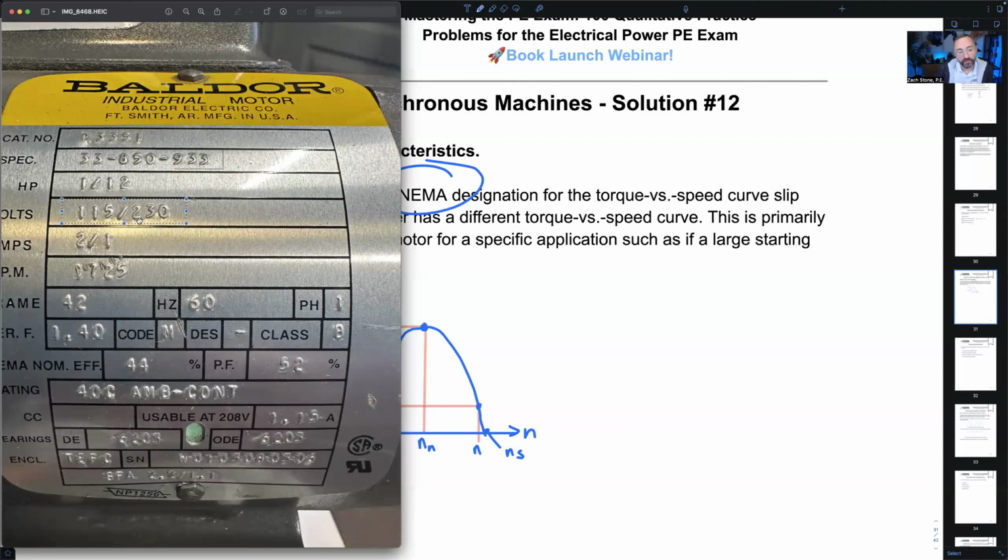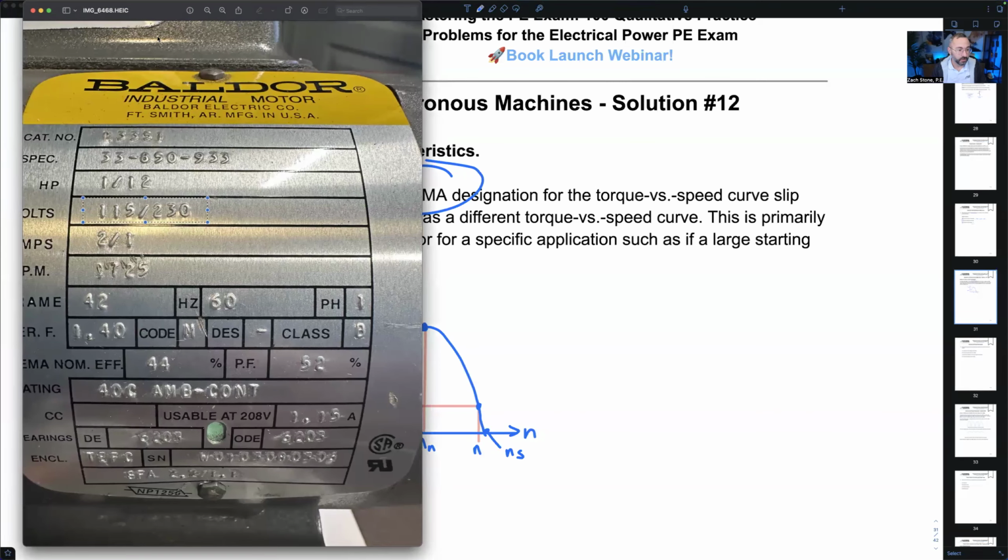We can operate at 115 or 230, fed by a 120 or 240 volt power supply, right? The difference just allows for voltage drop by the time it gets to your motor. Amps, again, that's cut off. I took the picture quickly. My apologies. Amps is half an amp, so 0.5 amps. Look, here's the RPM, 1725.